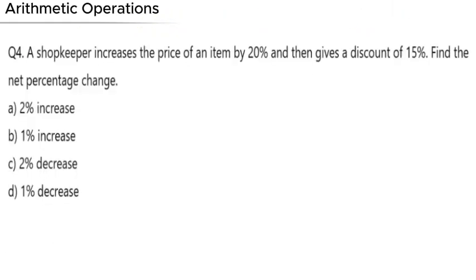4. A shopkeeper increases the price of an item by 20% and then gives a discount of 15%. Find the net percentage change. A. 2% increase. B. 1% increase. C. 2% decrease. D. 1% decrease.